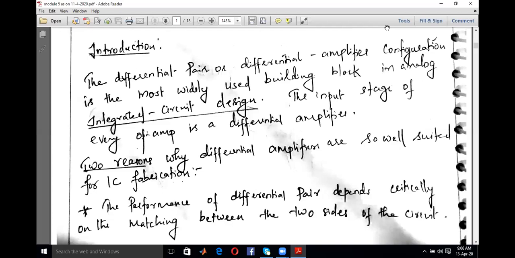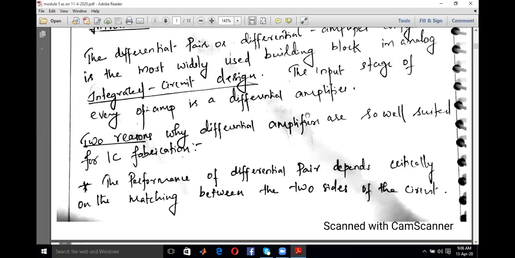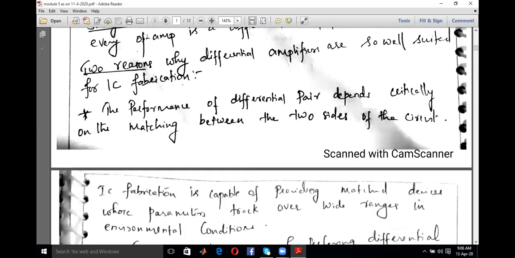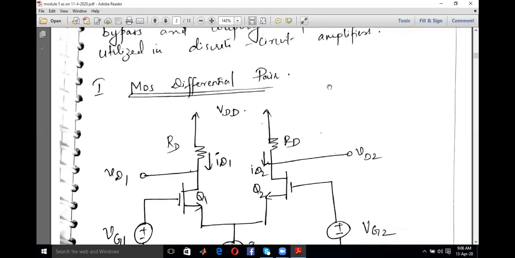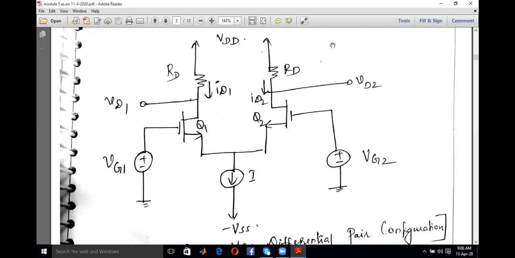And the main application of this differential amplifier is that we can apply it to ICs, integrated circuit design. And you know that in integrated circuit design, bulky devices we can't integrate within a small silicon wafer. So the main advantage of using this in an IC is that it is not handling any coupling capacitors or bypass capacitors in the circuit, unlike conventional amplifiers.